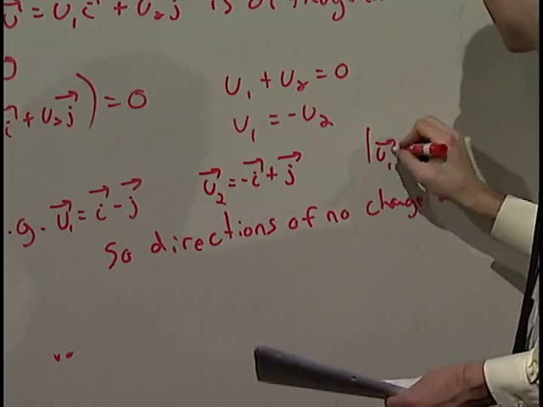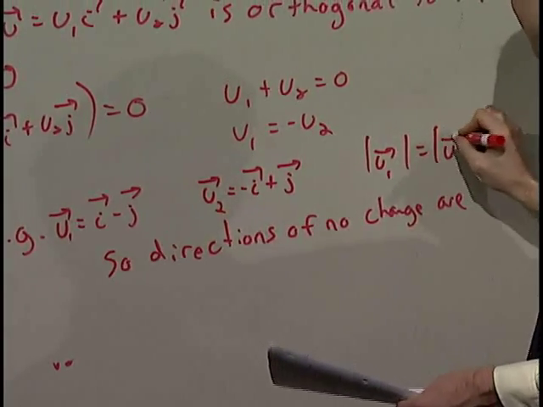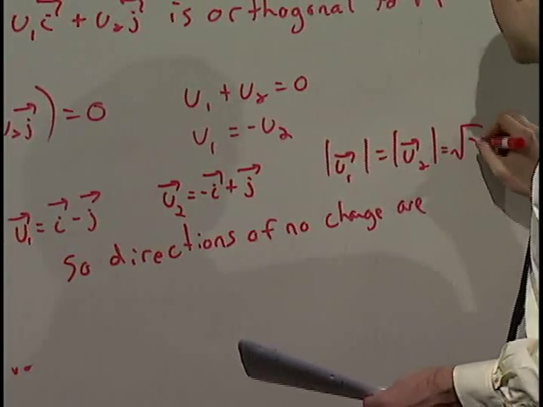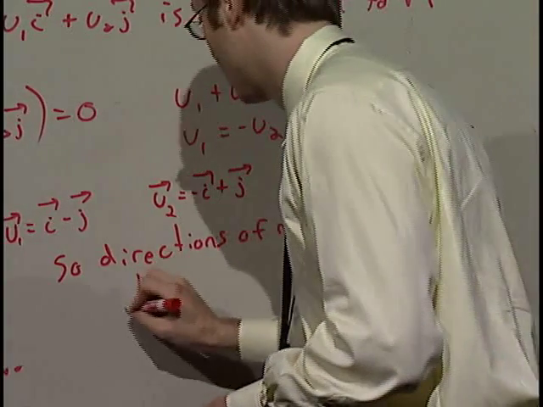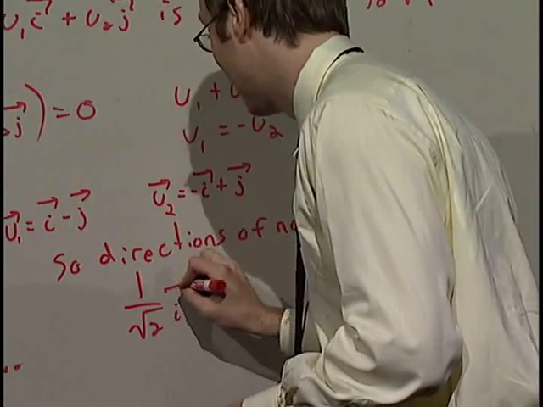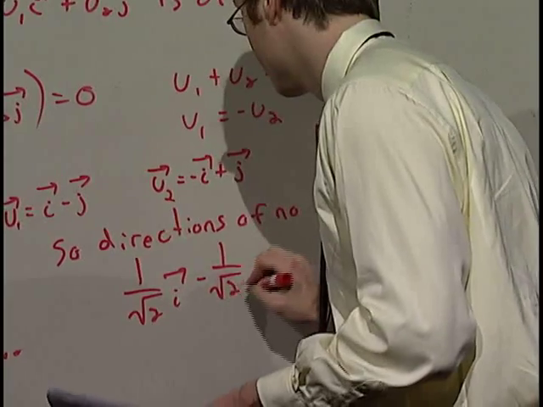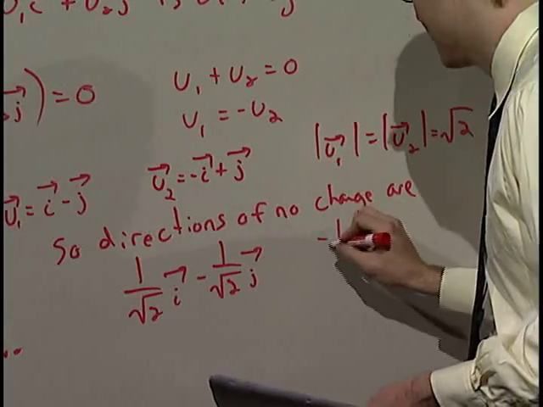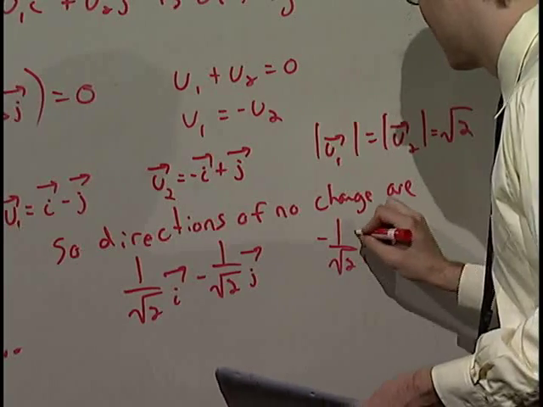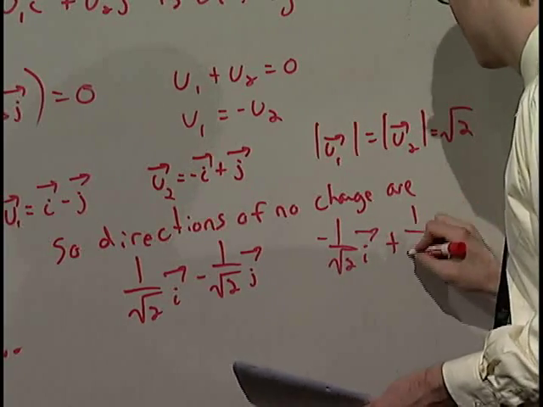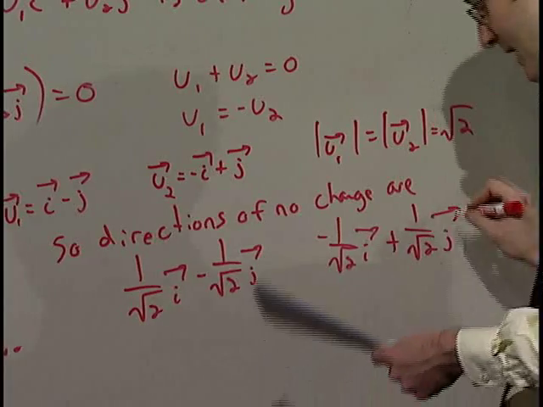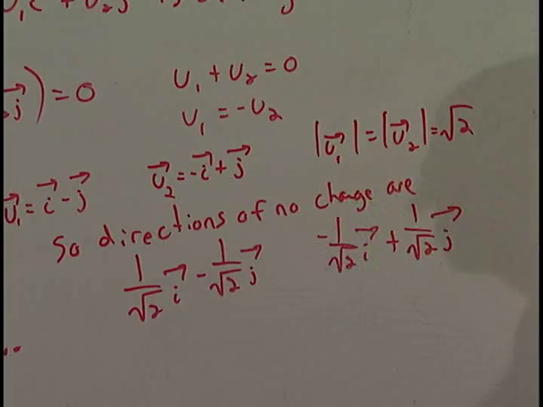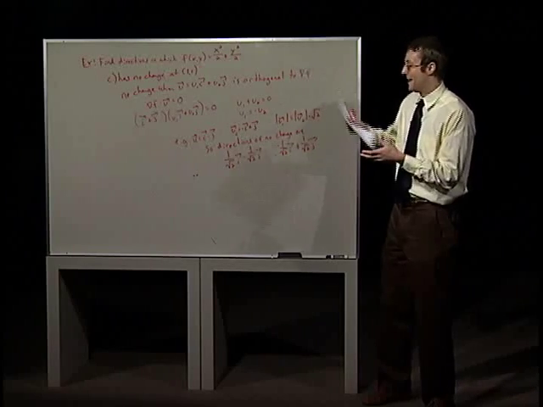So the length of u1 equals the length of u2 equals root 2. So the directions are just 1 over root 2 i minus 1 over root 2 j, or negative 1 over root 2 i plus 1 over root 2 j, right? Both of those directions will give you no change. Okay, so not too bad.